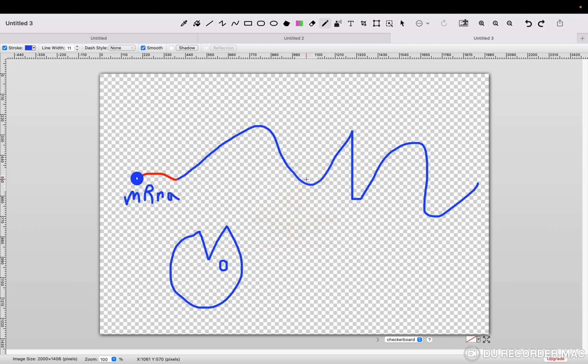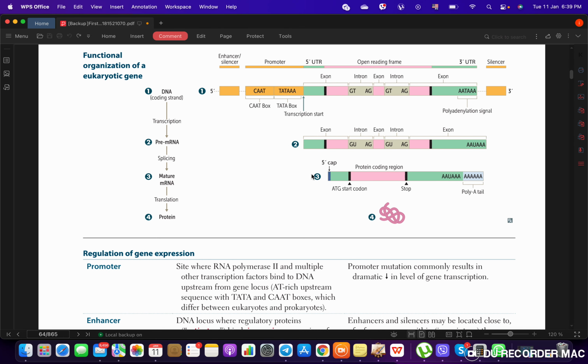So the next thing we have is about the mRNA, and there are a few points I want to speak about before I forget them. The 5' cap is super important when we speak about the recognition by the ribosomes, as we just said.